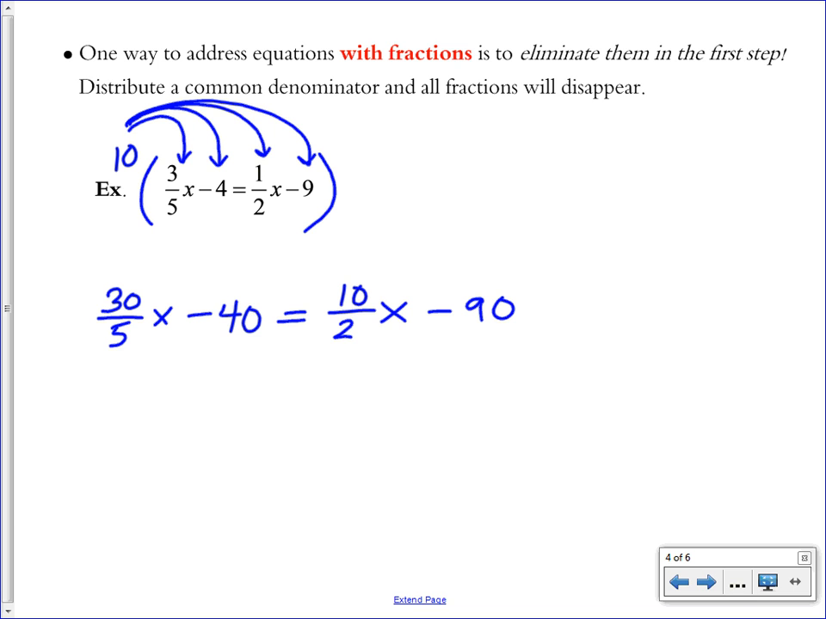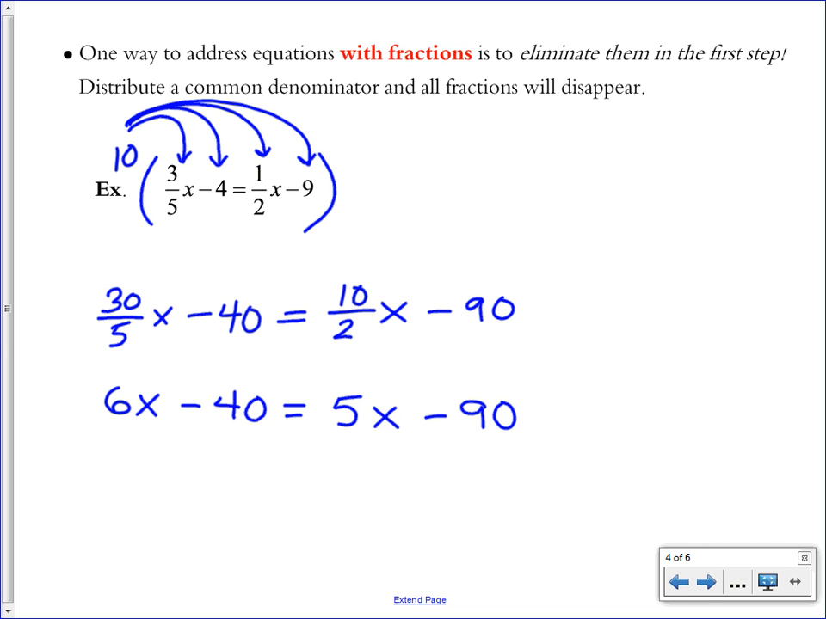I know I said all the fractions would disappear, so you're probably wondering why there are still fractions here. It's just because I haven't simplified them yet. Normally I do the simplifying in my head in the first step so that the fractions go away. But here I want you to see what's happening. 30 divided by 5 is a whole number 6. So really there are no fractions left on the left side of the equation. And 10 over 2 is also a whole number, that's 5. So there are no fractions left on the right side of the equation either. So if you choose the correct common denominator, you will end up with an equation that has no fractions in it. And then you can solve it like normal.